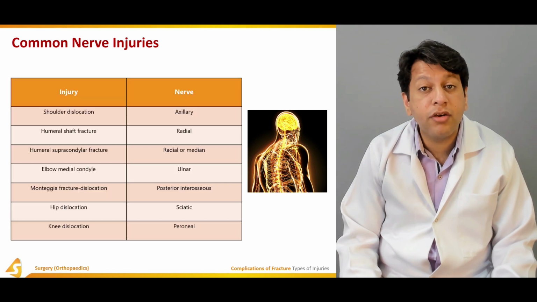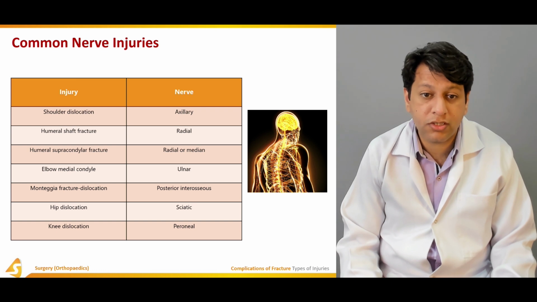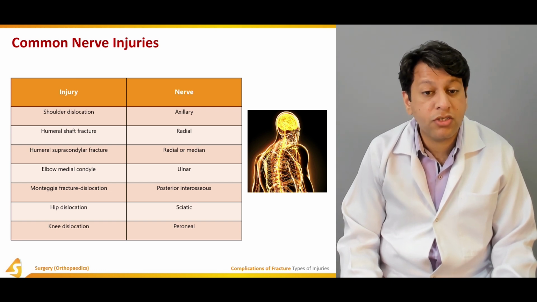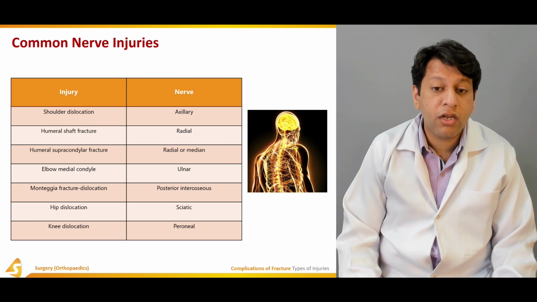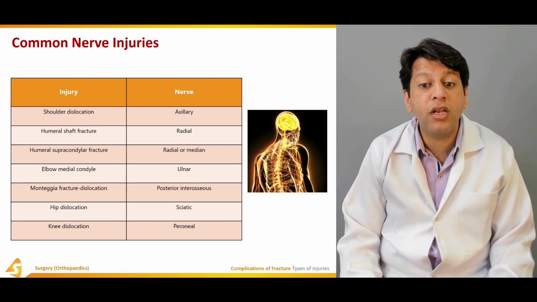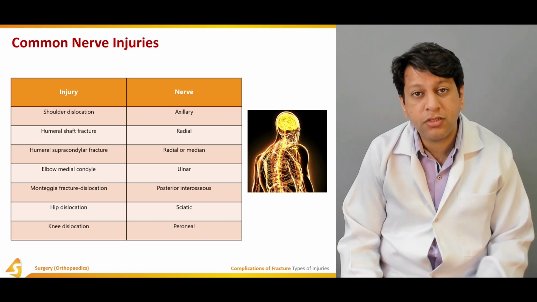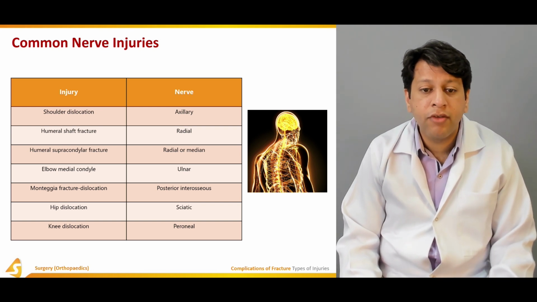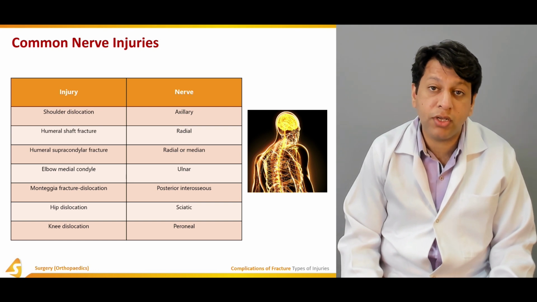What are the common nerve injuries associated with this? With the shoulder, it's the axillary nerve. The humeral shaft fracture is radial. Humeral supracondylar fractures may involve the radial or median nerve, but radial is more common. With the elbow medial condyle, it's always the ulnar nerve, which passes just below the medial condyle. The Monteggia fracture is usually associated with the posterior interosseous nerve. With hip dislocation, there is the sciatic nerve, and with knee dislocation, usually the peroneal nerve may be involved.